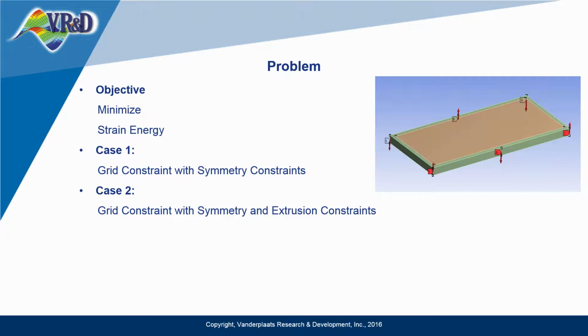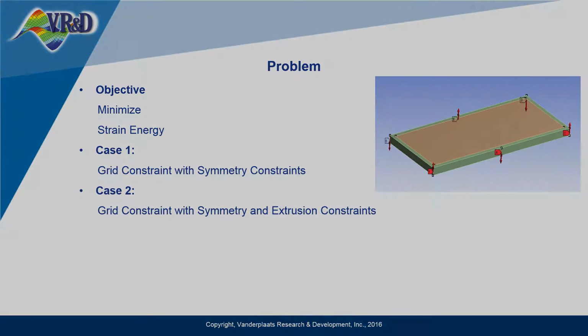Let's start with an example. In this demo, we will use a plate under torsion loads. The objective is to minimize the strain energy to get a stiff structure. I will solve the problem using two different approaches. In the first approach, I will impose three planar symmetric manufacturing constraints along with the grid constraint, whereas in the second, I will impose two symmetric manufacturing constraints and one extrusion constraint along with the grid constraint, allowing a pattern to grow in a defined direction.